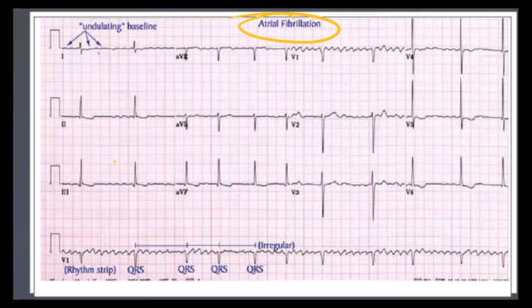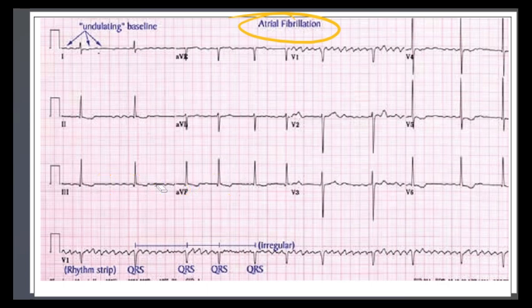You can see, let us take, okay, so what is the distance here? One, two, three, four, five large boxes, and we don't have here one. Okay, let's take here one, two, three, four, five, one, two, three, four, one, two. So basically, the RR interval is different, and we can't see any P wave here. It's just a wavy baseline, no P wave.